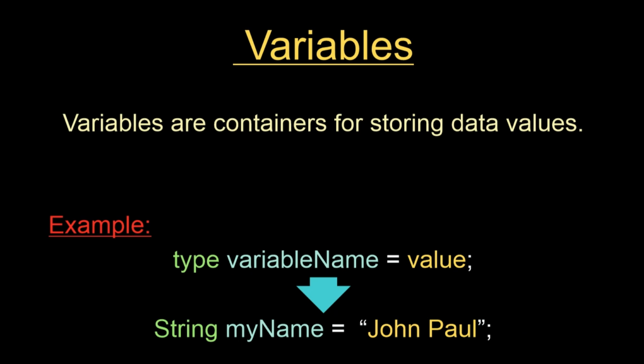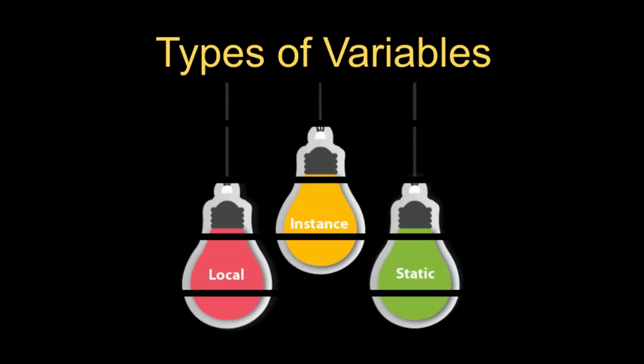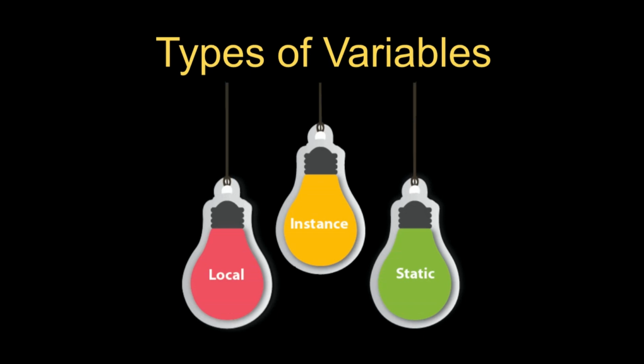All right, so let's look at what we got next. We want to discuss the types of variables. I'm just going to show you a graphical representation of those types. We have a local variable, an instance variable, and a static variable. So these are the three types of variables we have in Java. Take note of that.